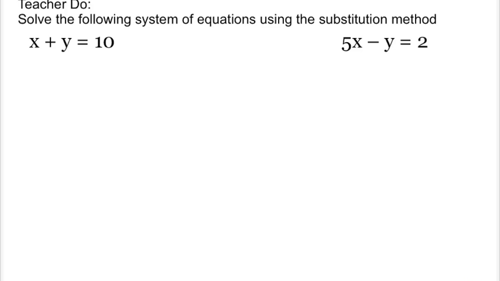I think I'm going to solve for x. Again, the key is to solve for the small variables, usually the one with a 1 in front. There's an invisible 1 right here. So let's solve for x.